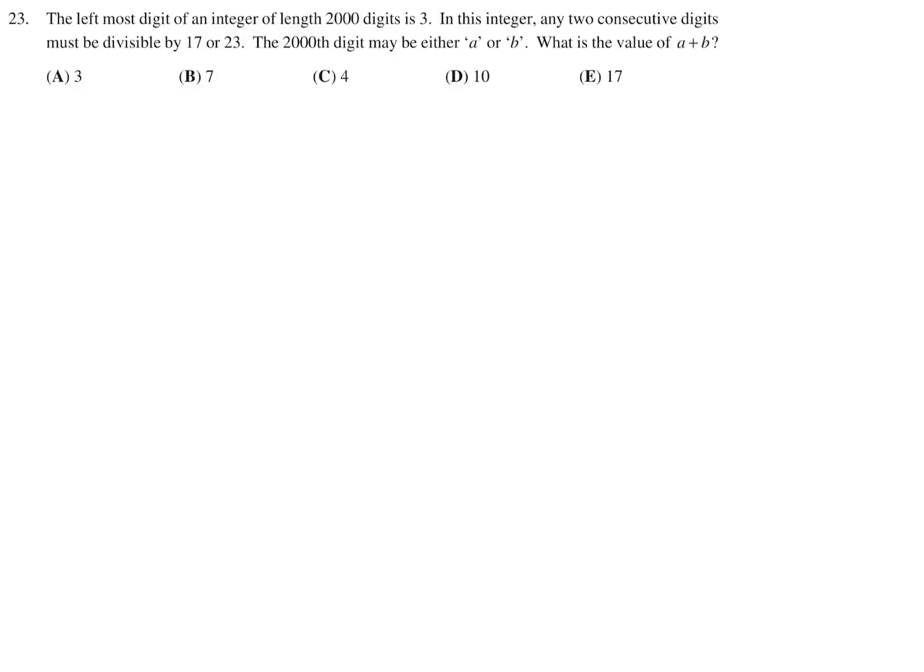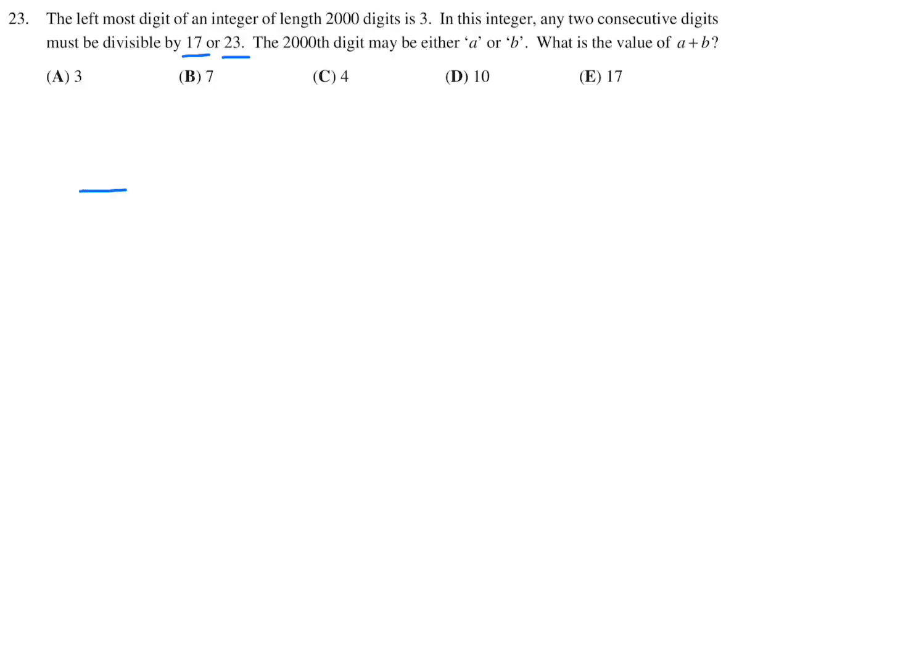The leftmost digit of an integer of length 2,000 digits is 3. In this integer, any 2 consecutive digits must be divisible by 17 or 23. The 2,000th digit may be either A or B. What is the value of A plus B?